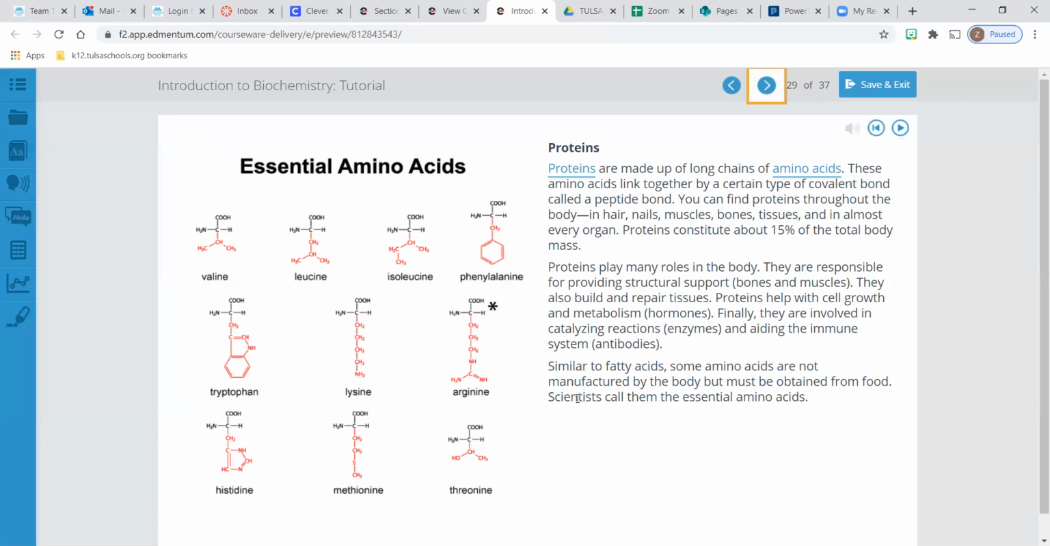Similar to fatty acids, some amino acids are not manufactured by the body, but must be obtained from food, and these are known as essential amino acids. So it's important to take note that humans cannot exist in and of themselves. They need outside substances to continue existing, like a lot of organisms on Earth operate this way.